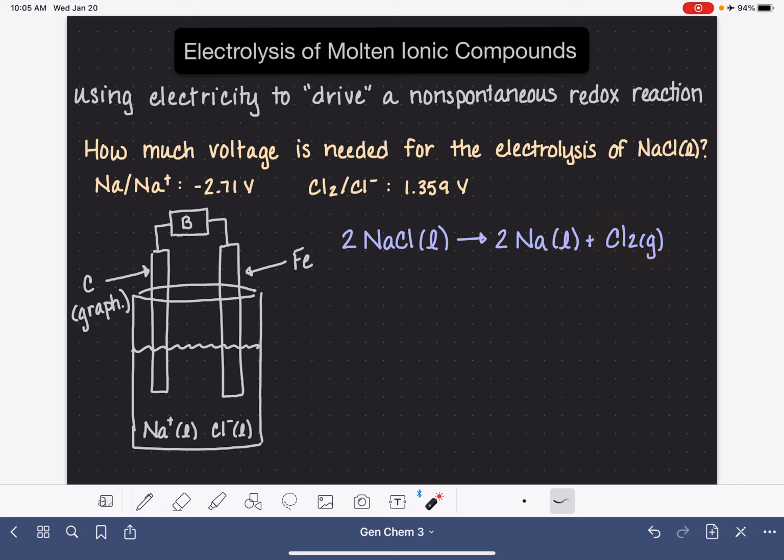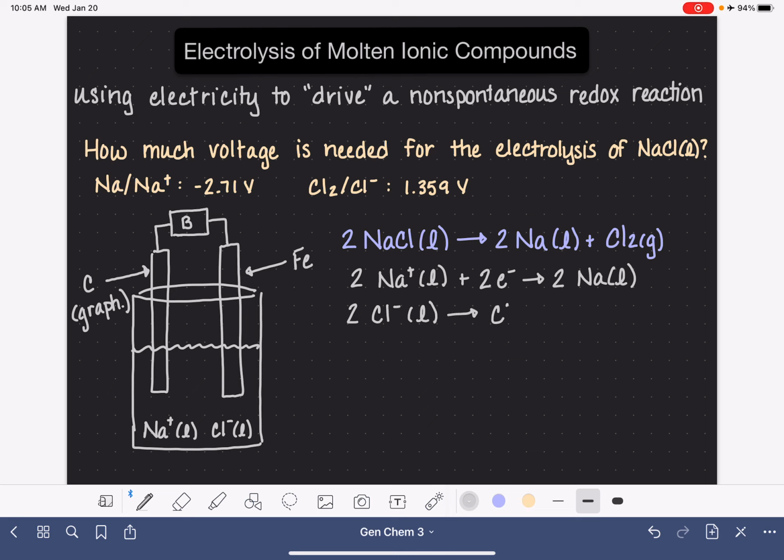That's really poisonous. Let's divide this into some half reactions. One of the half reactions is two sodium ions in the liquid state. Remember that the sodium ions are separated. These sodium ions are picking up two electrons and forming two sodium atoms. So this looks like a reduction reaction. The other half reaction is two chloride ions, also in the liquid state, being converted to Cl2 gas, releasing two electrons. So this looks like our oxidation.